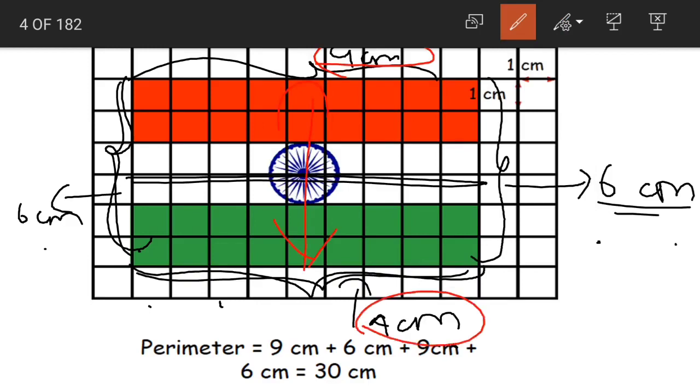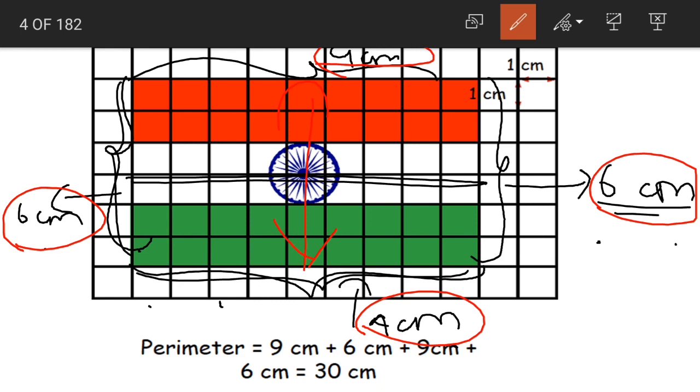9 centimeters, 9 centimeters, 6 centimeters and 6 centimeters. Now how to find out the perimeter? Now we'll know the length of each side of the flag. Now how do we find out the perimeter of the flag? Perimeter is very simple to find out, children.